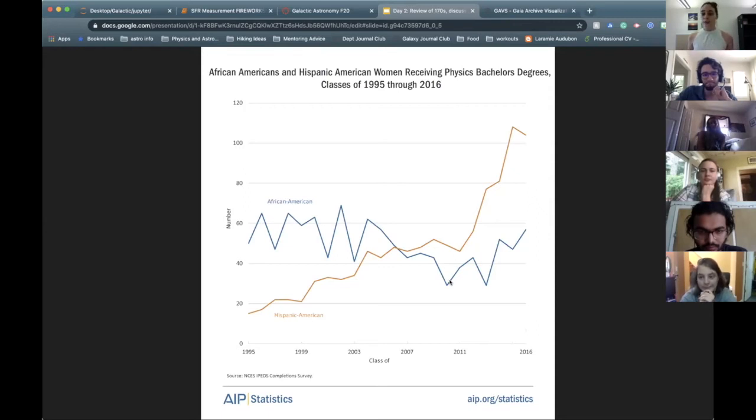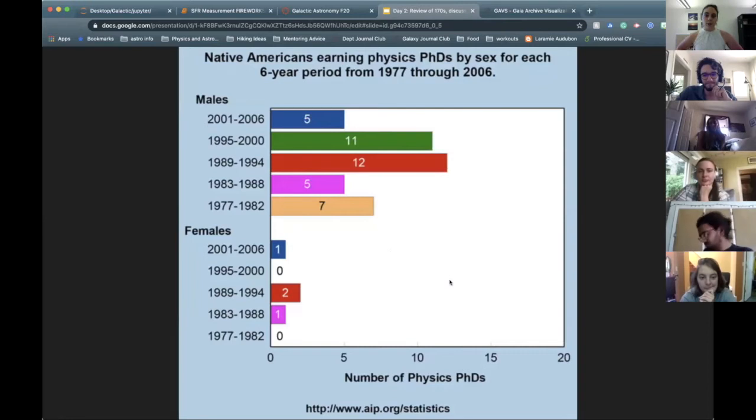Just kind of another thing that's kind of interesting. And the last one I also pulled is for Native Americans. And again, this is physics. And this is not a percent, it's a number. So especially if we look at Indigenous females, there's not a lot getting physics PhDs for some reason.